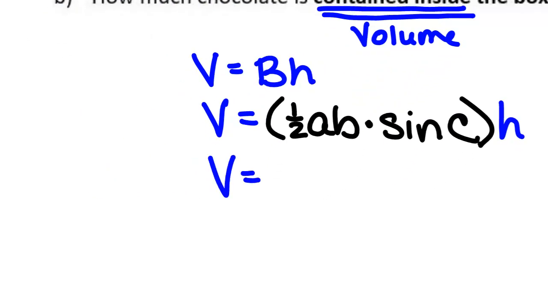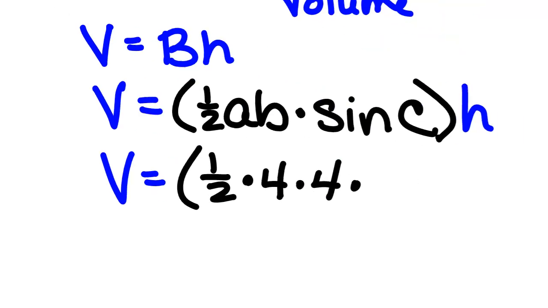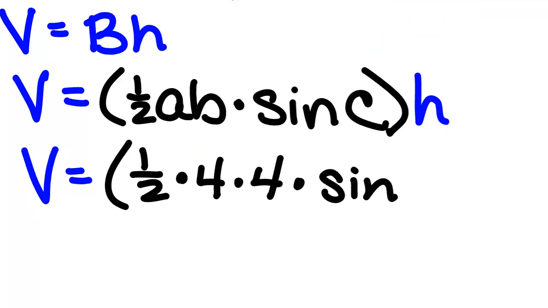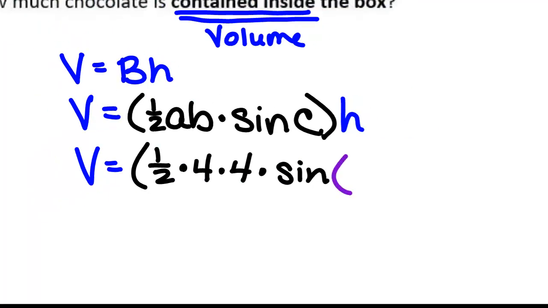So I would have 1/2 times 4 times 4 times the sine of 60 degrees times the height of the prism, which is how much? 15.